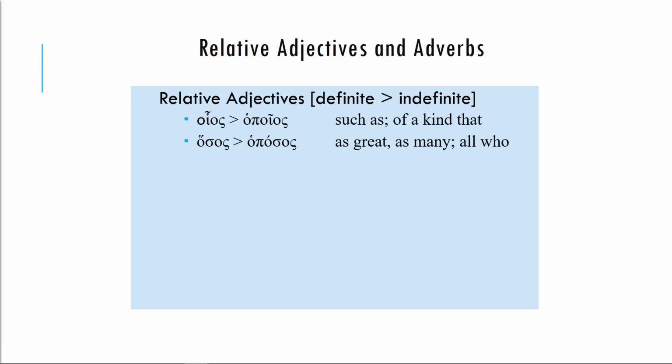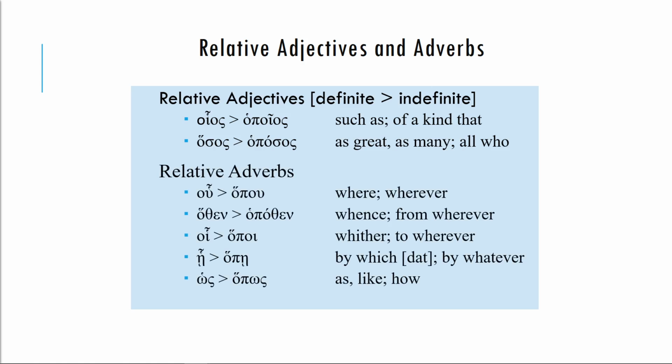Likewise, we have relative adjectives that we see fairly often. Hoios, meaning such a man. Hopoios, of what sort. Hosos, as great or as many. Hoposos, all who. If you get that P in there, it usually makes it into an interrogative or a question word or an indefinite. So relative adverbs. We've seen hou meaning where, hopou means wherever. Hothen, whence, from where, whenever. Whither, to wherever. So you just add typically a P into the adverb and you become indefinite. Hos, like or as, hopos, how.